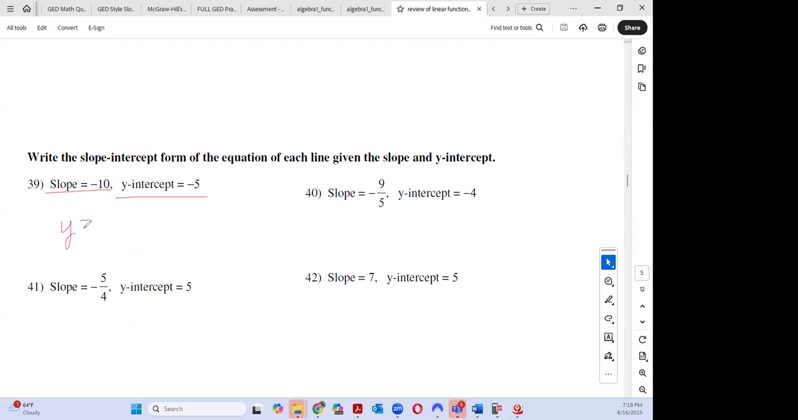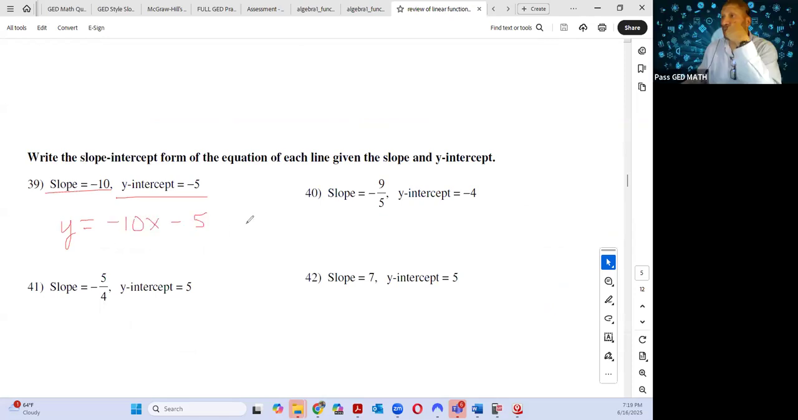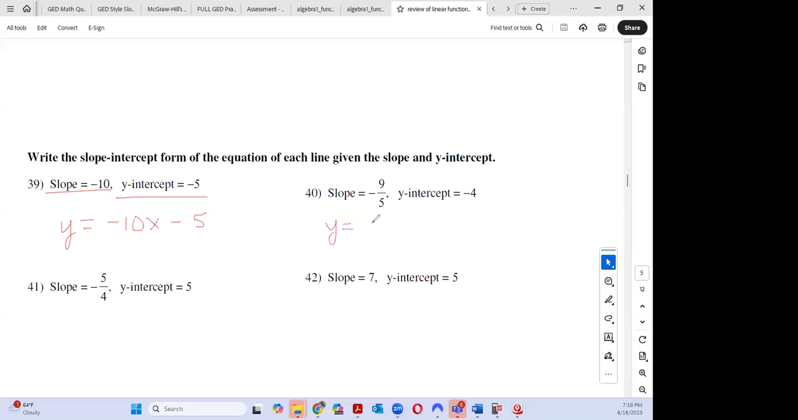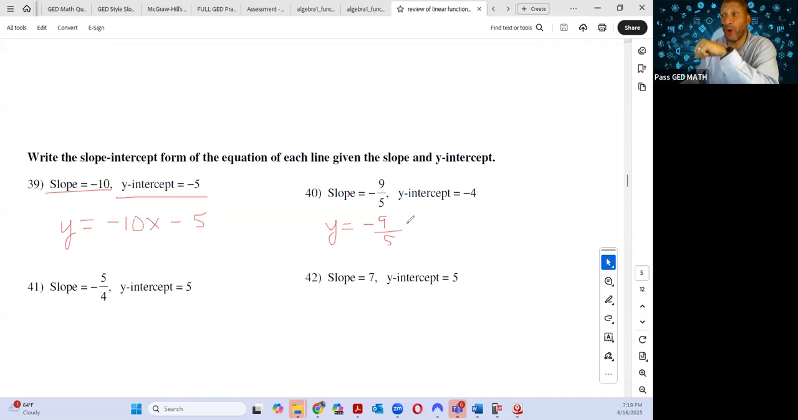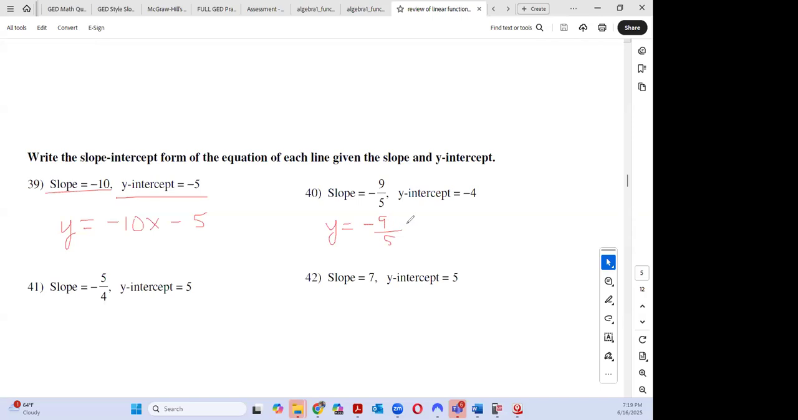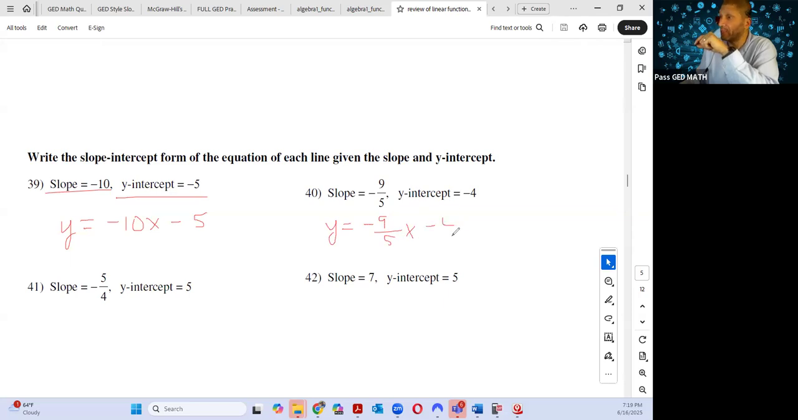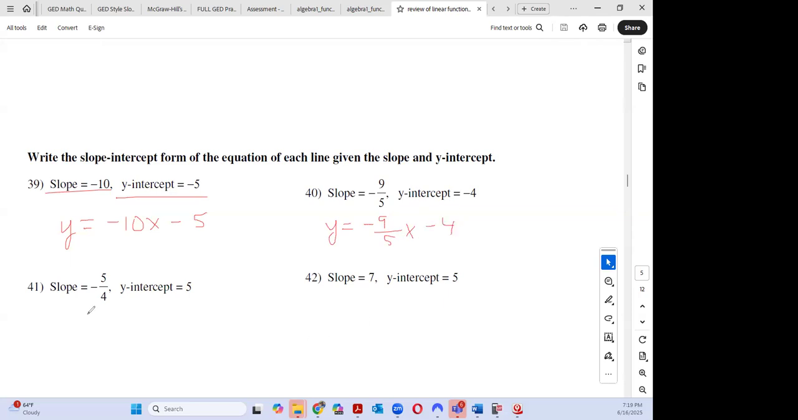Y equals -10x minus 5. Perfect. For number 40, what's my equation of the line? Y equals -9 over 5... Nope. -9 over 5 what? X. Minus 4. Yeah. Y equals -9/5 x minus 4.